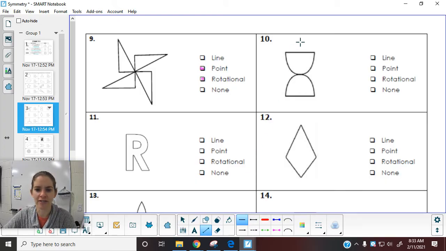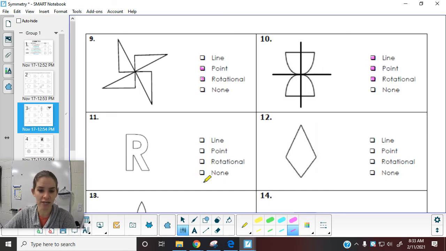And then number 10, we're going to go over here to the right. It does have line. There's one going up and down, one going side to side. So it does have line, but it also has rotational and point because it looks the same upside down. Number 11 doesn't have any, actually. So we're just going to select none.